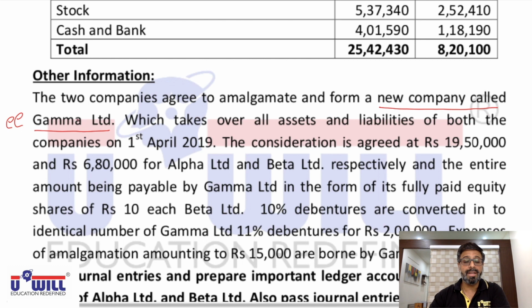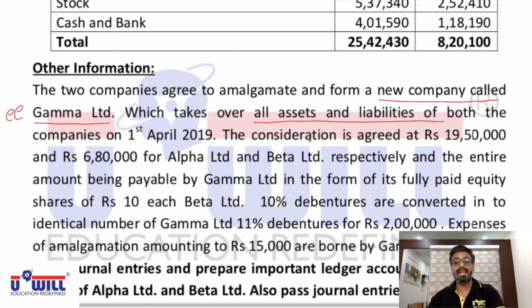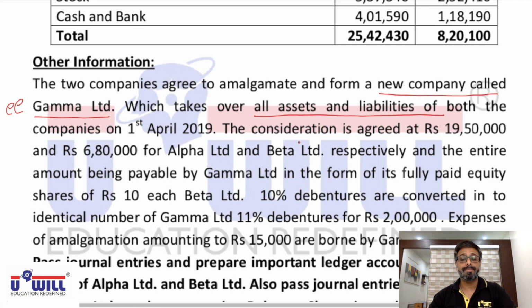Now I repeat this sentence: the two companies agree to amalgamate and form a new company called Gamma Limited, which takes over all assets and liabilities of both the companies. Underline all assets and liabilities. At the end of the question I'll tell you why. All assets and liabilities of both the companies on 1st April 2019.